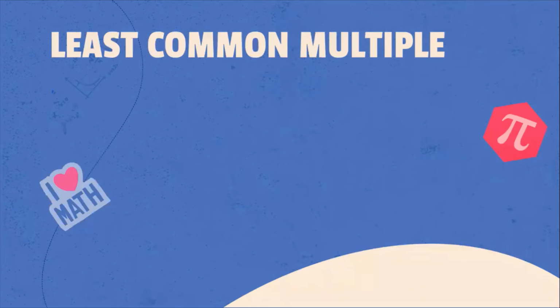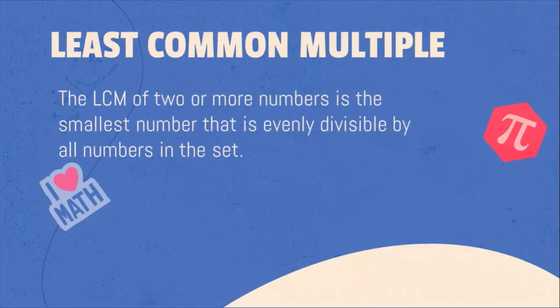What is least common multiple? The least common multiple of two or more numbers is the smallest number that is evenly divisible by all numbers in the set.